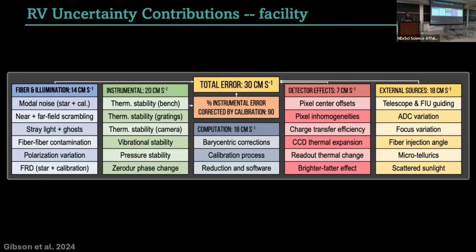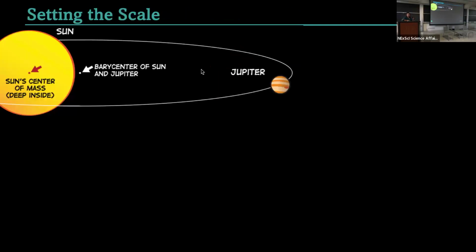And that tens of centimeters per second is important because if we think about the actual scale of what we're trying to do, if we're trying to push to longer period planets and smaller planets, then there are 2 big challenges. So to start with just the RV scale of things, if we think about Jupiter orbiting around the sun, the barycenter of that system is a bit outside of the sun.